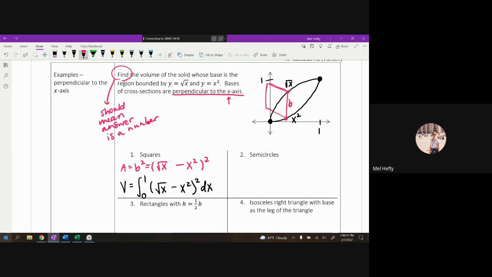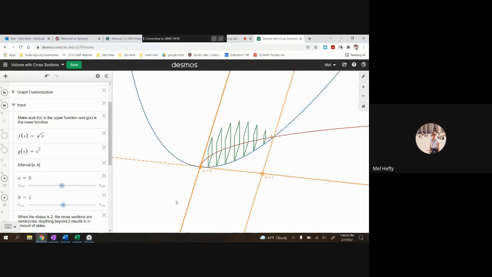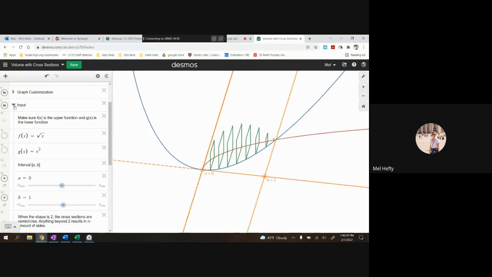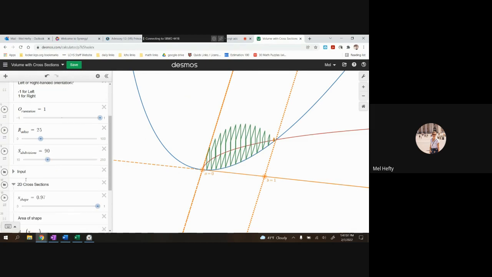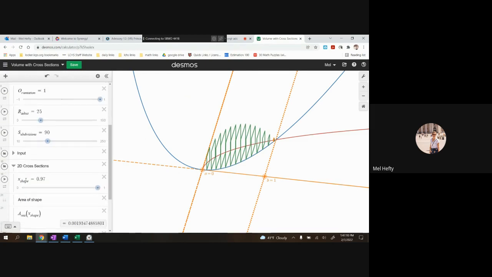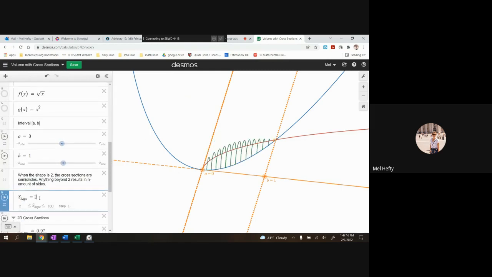All right, semicircles. Let's look back at our picture. So here's our squares. Let's see if I can go in a little more. So we got our squares. Should I put more squares in there? All right, more squares. And let's say I make the shape a semicircle instead. Do you think the resulting volume will be bigger or smaller? Sorry, do you think the semicircles will be bigger or smaller?